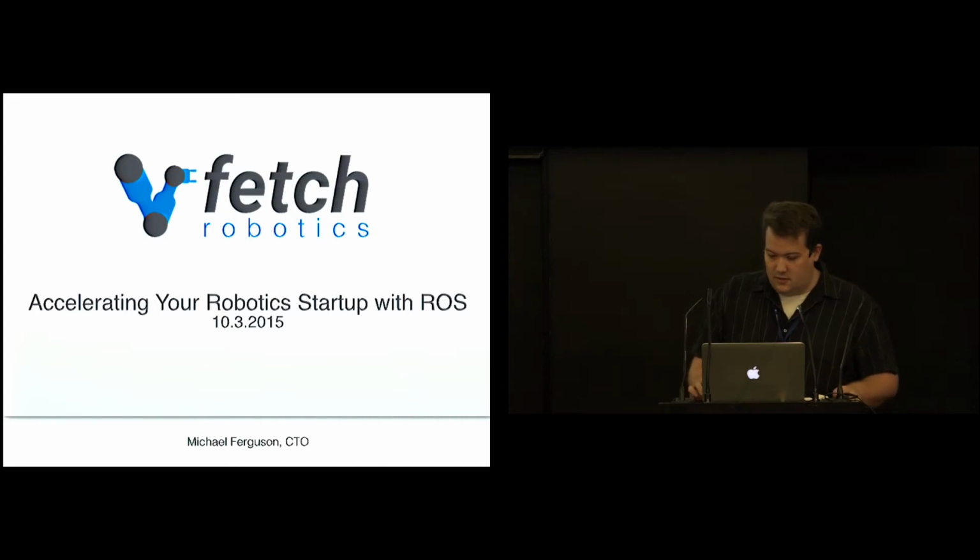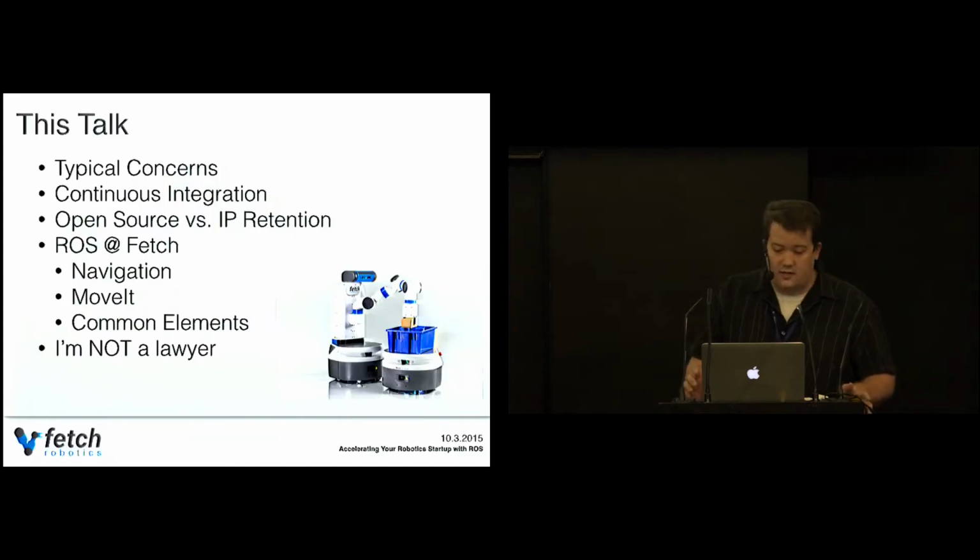and so we'll also cover that. So basically the layout of this talk is we're going to talk about some of the typical concerns that come up when you start to use open source in a commercial endeavor. And then we're going to address some of those concerns as we talk about continuous integration, and then open source versus IP retention. And then do a more in-depth look at how ROS is used at Fetch.